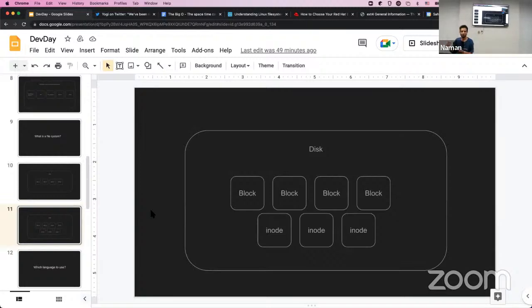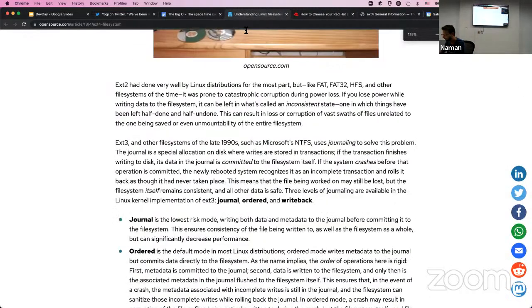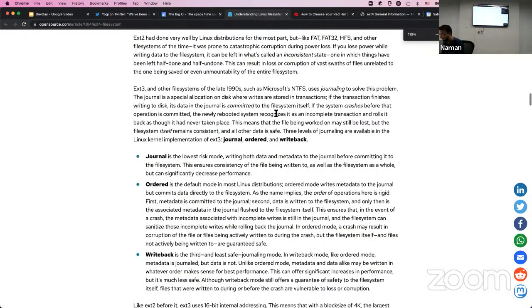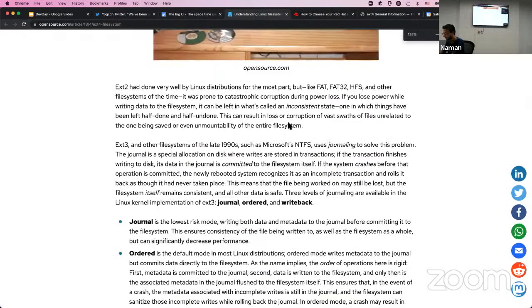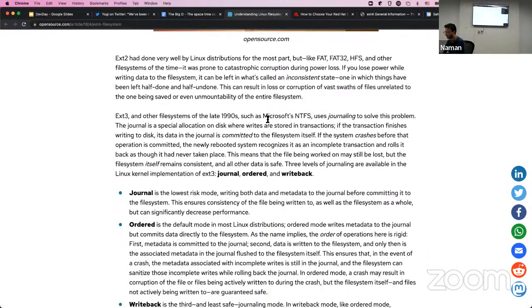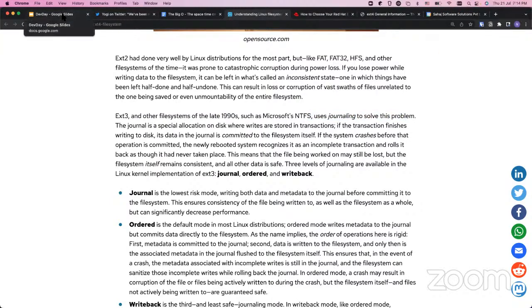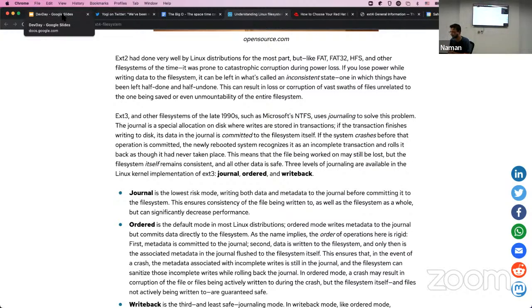So how do we recover from that? That was the problem, and then we came up with journal-based file systems. In the late 1990s, NTFS used journaling to solve this problem. So we all understood the problem, right? When we're writing to it, the whole disk gets corrupted.